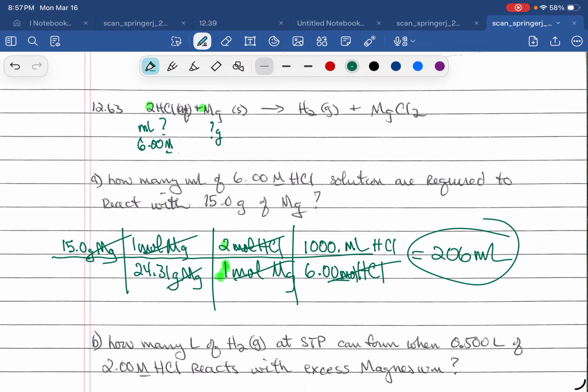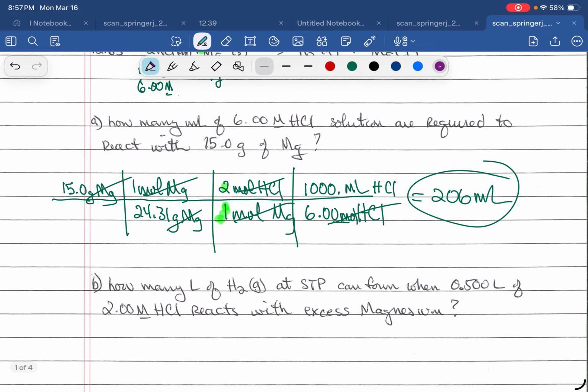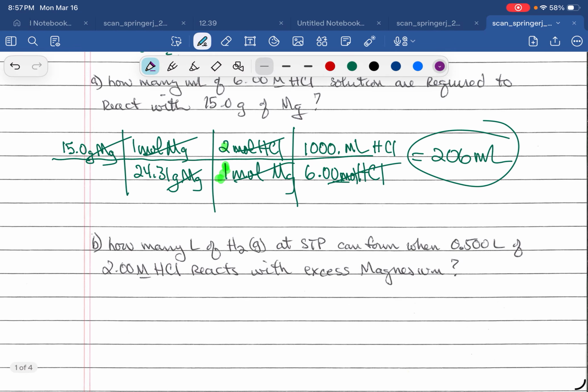So that is my answer for number 63A. 63B, how many liters of H2 at STP? Remember, at STP, 1 mole is 22.4 liters. That's the molar volume of any ideal gas. At STP is 22.4 liters. So 22.4 liters per mole. How many liters of H2 can come from 0.5 liters of 2.00 molar HCl? Well, that looks like my given.